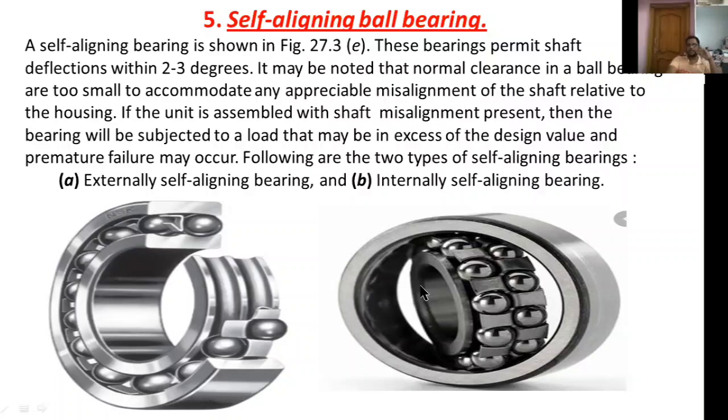Okay, if the unit is assembled with the shaft misalignment present, then the bearing will be subjected to a load that may be in excess of the design value, and premature failure may occur. Okay, there are two types of self-aligning ball bearings. The first one is externally self-aligned ball bearings, and the second one is internally self-aligned ball bearings.